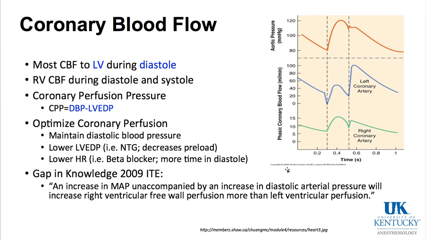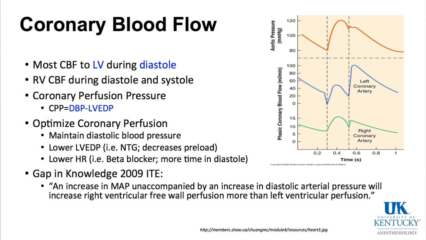Next topic is coronary blood flow, and the graphic up at the top shows the aortic pressure in orange with systole here, followed by the dicrotic notch, closing of the aortic valve, and then diastolic runoff. The important point in blue here shows that the left coronary artery gets most of its blood flow during diastole, as opposed to the right coronary artery, which gets blood flow both during diastole and systole. So most coronary blood flow to the left ventricle is during diastole, with the RV during systole and diastole.